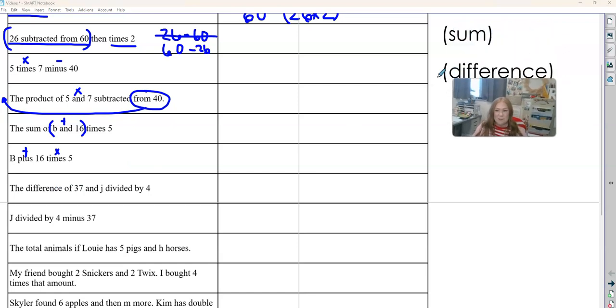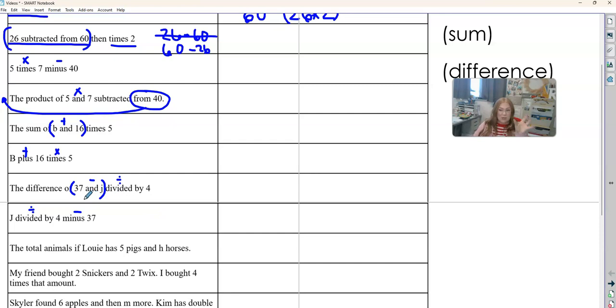So remember, difference is one of those words we have to do first. So we need to do 37, we're finding the difference, which means subtract, minus J, and then we'll divide by 4. Where this one tells us to do J divided by 4 and then just minus 37.